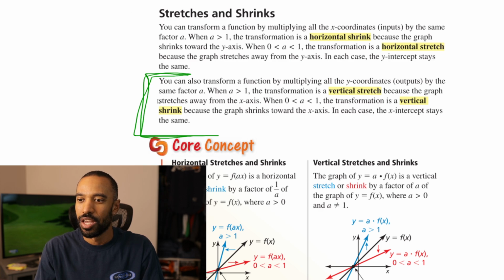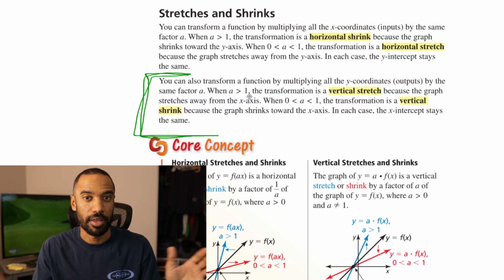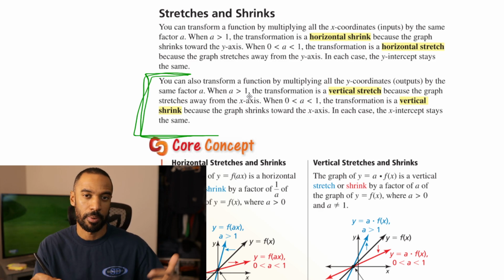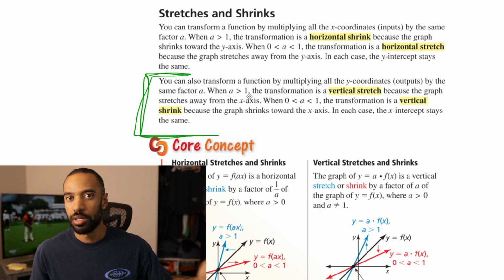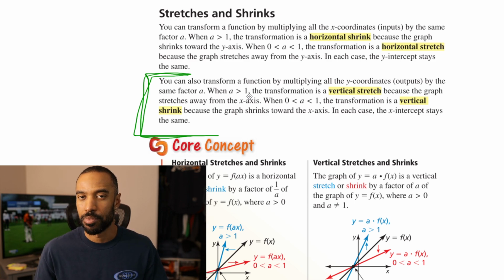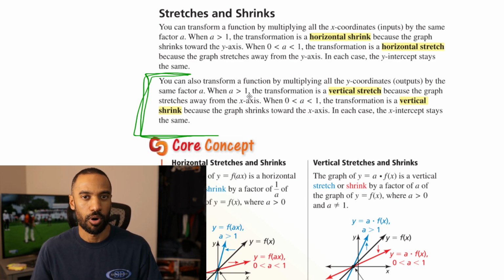So here we go. You can also transform a function by multiplying the y coordinates by the same factor, a. When a is greater than 1, the transformation is a vertical stretch because the graph stretches away from the x-axis. And that's true. When you multiply by a number more than 1, I'm not even talking about graphs, take the number 3 and multiply it by a number more than 1. Multiply it by 2, multiply it by 10, 100, or 1.5. Any of those numbers become more than 3. Therefore, it became stretched.